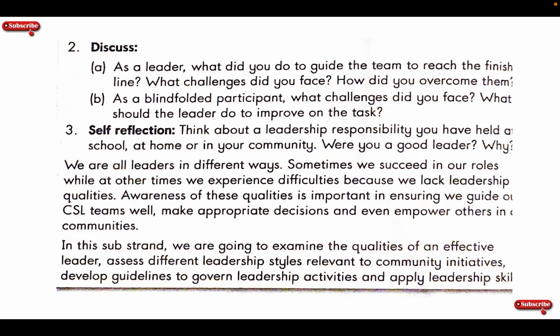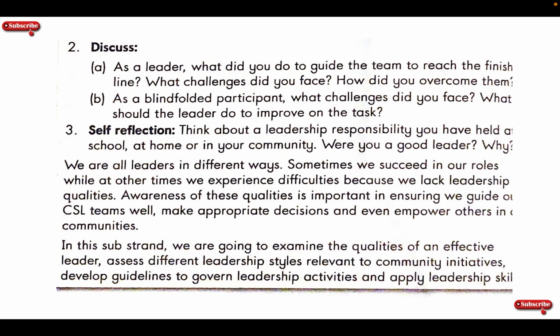Then in the discussion group, also, as a blindfolded participant, what challenges did you face? Those who are blindfolded now, it was scary not being able to see where I was going, or they can just say I was afraid of bumping into obstacles or tripping. And it was hard also to hear the leader if the other people were talking.